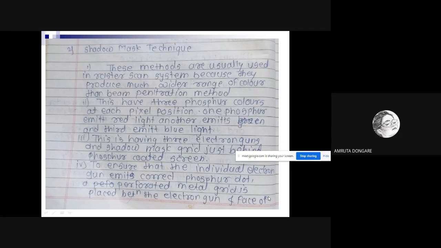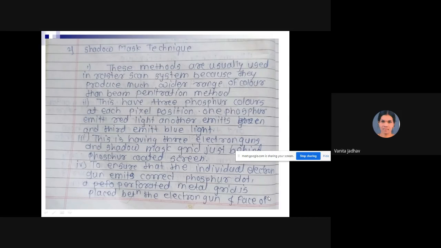In beam penetration, there is a random scan system, and in shadow mask technique, a raster scan system. Good. In the beam penetration technique, 2 colors are used, red and green only. And in shadow mask, 3 colors are used, red, blue, and green. Good, very nice. So this is the basic difference.